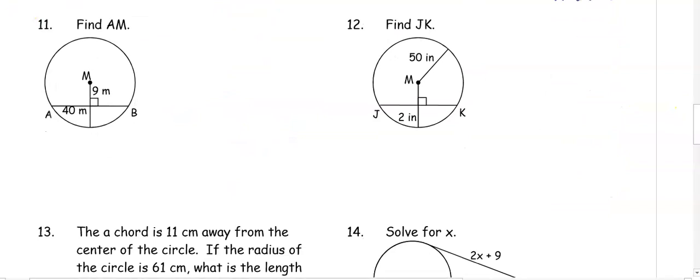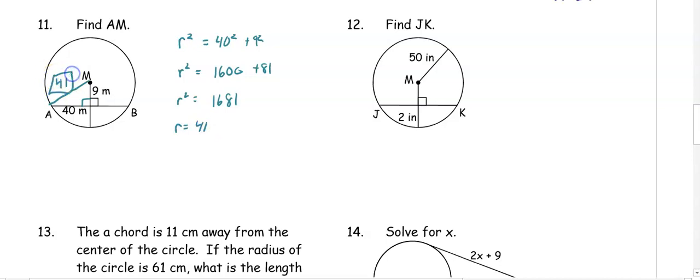Number 11, we want to find AM. So when we draw in AM, that's a radius, and we have a right triangle here. So we can do our radius squared is equal to 40 squared plus 9 squared. R squared is equal to 1,600 plus 81. R squared equals 1,681. So we take the square root, R is 41. Because we're just looking for the radius, we don't need to double it.